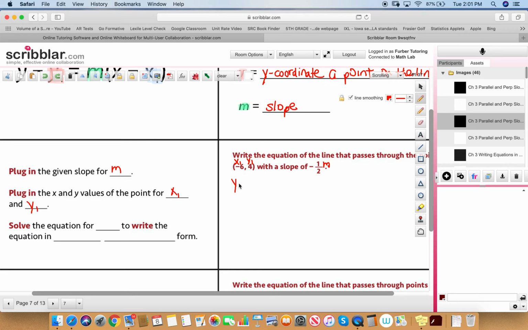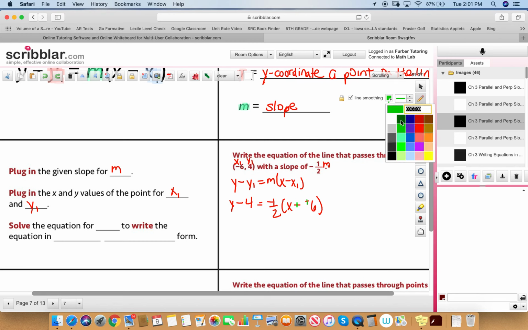So I'm going to put in 4 for the y1. For the m, I'm going to put in -1/2. For the x1, I'm going to put in -6. Be real careful, the equation already has a minus sign in it, so what's going to happen right here is that it's going to change to a positive. You have to be very, very careful on those double negatives. And then all I have to do now is solve the equation for y and write it in slope-intercept form.